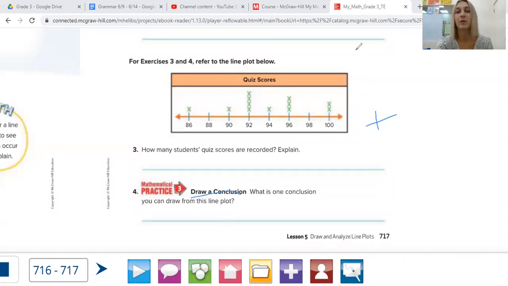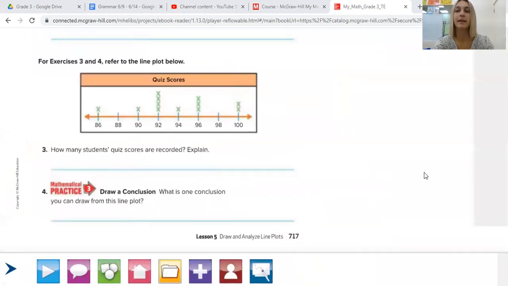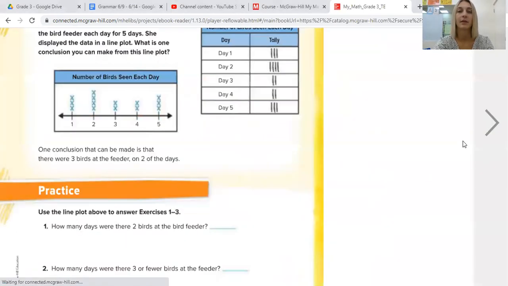What is one conclusion you can draw from this line plot? So, same as before. Draw a conclusion. Just write one sentence interpreting this. There were the most students scored this. How many students scored this, this, and this? One sentence interpreting. Okay. All right, last page here.